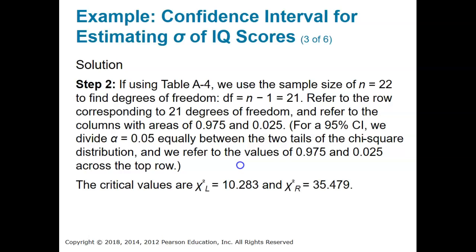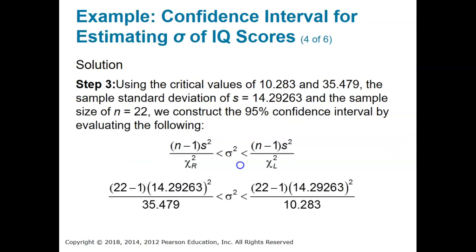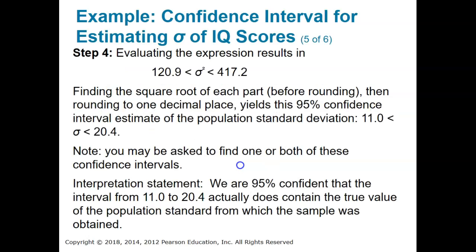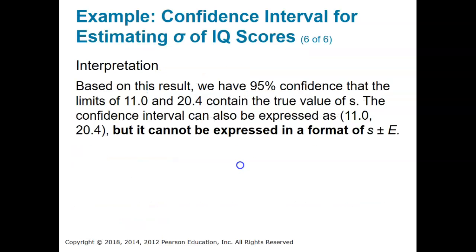Okay, and so if you want to read through these are kind of the book's explanation of this particular problem. You can see it's going to pretty much take you to the same place that we ended up. One thing to point out is because we don't have that symmetry, we can't just simply take our S and add and subtract some margin of error to it. Okay, so we can't really format it in that form. So you do need to write it either as this with the sigma between it or the parentheses with the comma, but we can't use this format for the confidence interval.